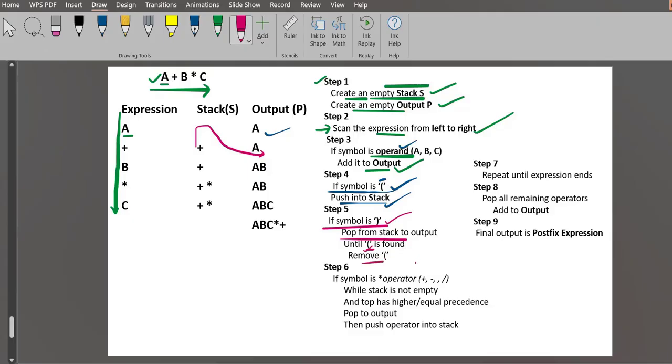ऑलराइट, then we have to remove the open bracket as well. सारे ही जो प्लस माइनस मल्टीप्लाई जो भी इसमें होंगे, जो भी ऑपरेटर्स are in a stack, we have to pop it, to pop from the stack to output. स्टैक से आउटपुट में लेके आना है. ठीक है, जो भी आपके पास है. Are you getting my point, right? तो कब तक लेके जाना? जब तक हमें ओपन ब्रैकेट नहीं मिल जाता, और हमें ओपन ब्रैकेट को भी रिमूव कर देना है फिर. ठीक है, ये स्टेप्स हैं.